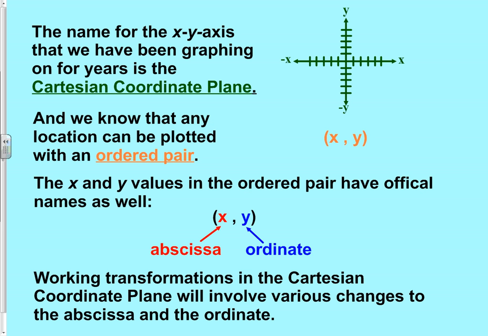First off, our name for our XY axis that we've been graphing for over the years is called the Cartesian coordinate plane. Any location in the CCP can be plotted with an ordered pair, x comma y, and we mentioned that the x and the y have names. They are the abscissa for the x and the ordinate for the y. And today we're going to be working specifically with rearranging the abscissa and the ordinate. Okay, so let's get started and have a look at that.